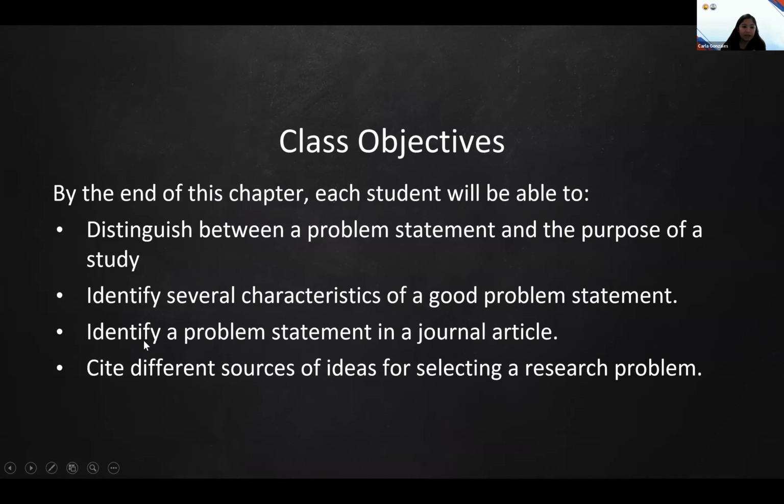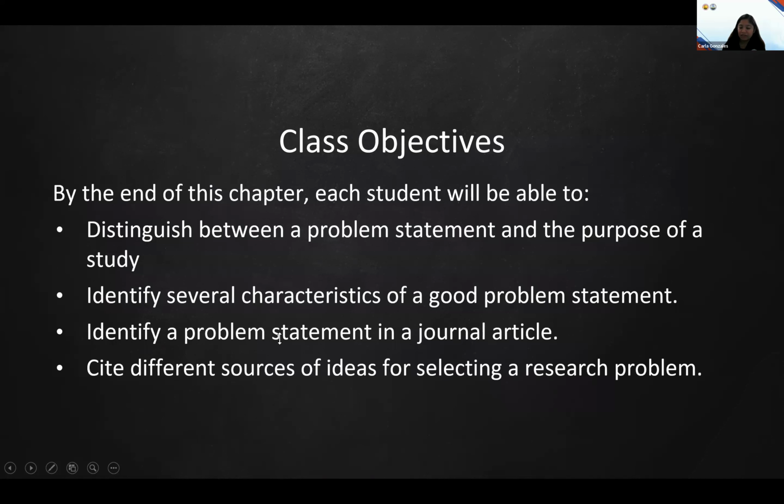So this will be our class objective. By the end of this chapter, you will be able to distinguish between a problem statement and the purpose of a study. That would be the first part of your research proposal, which belongs to chapter 1. Identify several key characteristics of a good problem statement. Identify a problem statement in a journal article.